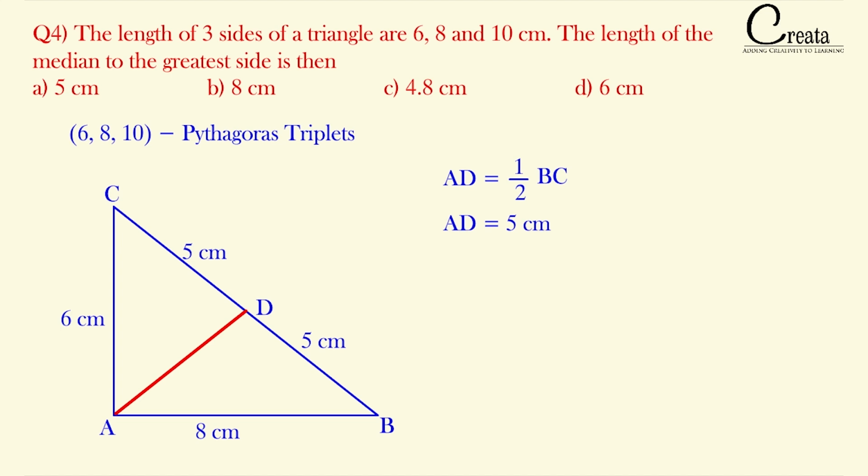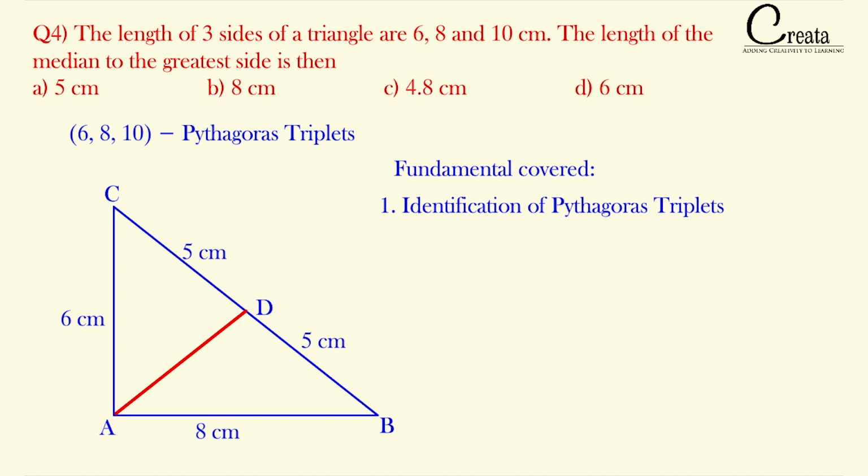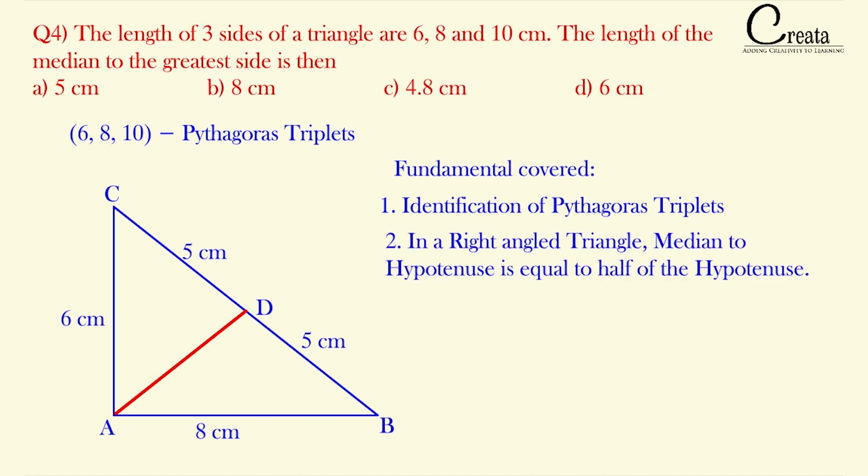Two fundamentals are covered in this question. The first fundamental is that we have to identify the Pythagoras triplet. Here 6, 8 and 10 are the Pythagoras triplet, so a right angle triangle is formed from the Pythagoras triplet. This is the first fundamental. In the second fundamental, we have seen a property of the median, that is, in a right angle triangle, the median to the hypotenuse is equal to half of the hypotenuse. Got it? Let's move to the next question.